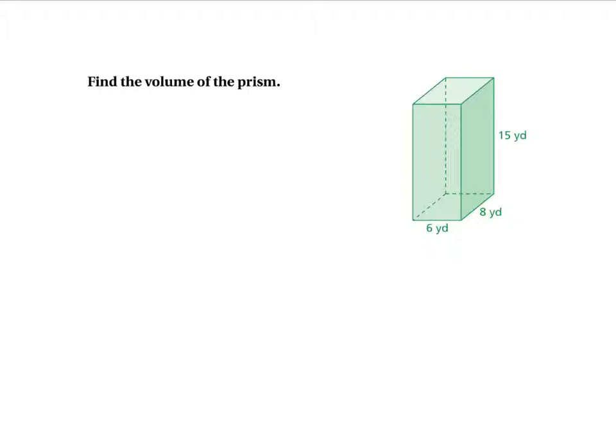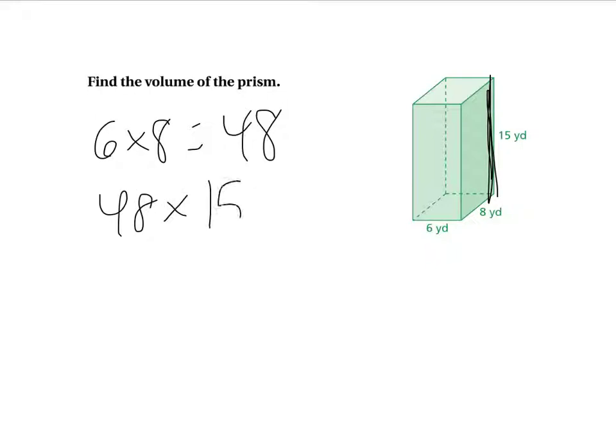Here, you've got to think about your figure. This is a rectangular prism. My base is 6 times 8, so I'm going to multiply 6 times 8, and I'm going to get 48. And then I need to multiply it by the height, so I'm going to multiply the 48 times the 15. When I do that, I'm going to get 720, and it's a volume. So now I have to cube it, and I'm going to get 720 yards cubed.